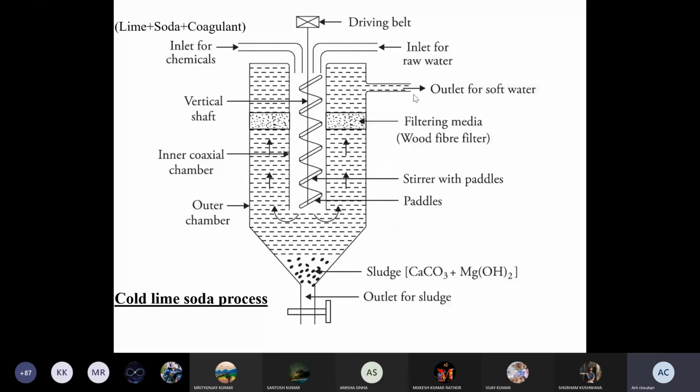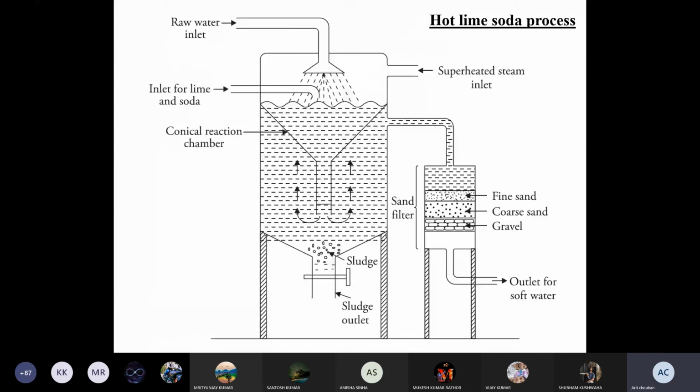This is the hot lime soda process working diagram. In this, the tank is a little bit modified. There are three chambers, one conical reaction chamber, then one large chamber in that flask, and in addition to that, we have fitted the tank with one additional tank of filters. That tank has three sets of different filters, sand filters you can say. The first layer is fine sand, then coarse sand, and gravel.